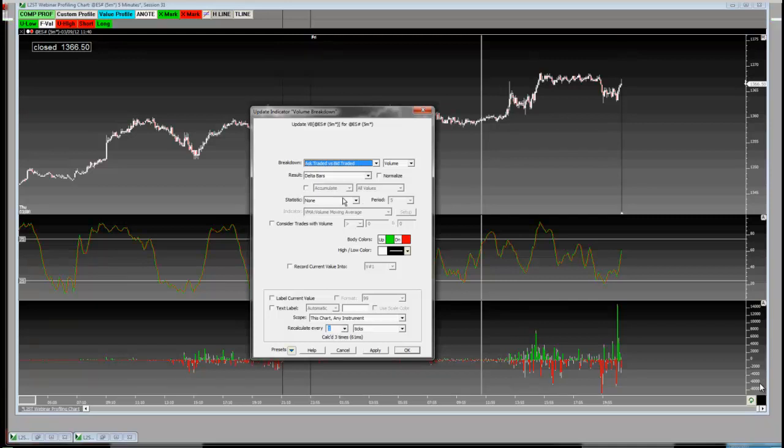Now, of course, if you change the time frame or the periodicity, it will reflect the delta for that particular bar. So if I'm looking at a 1-minute bar, it will show me the delta for each 1-minute bar.